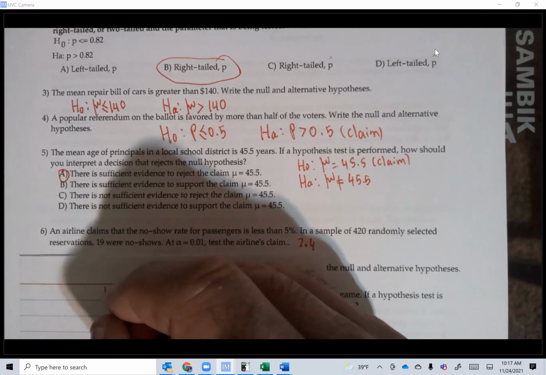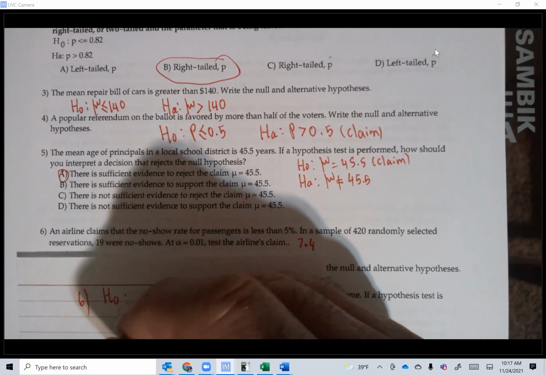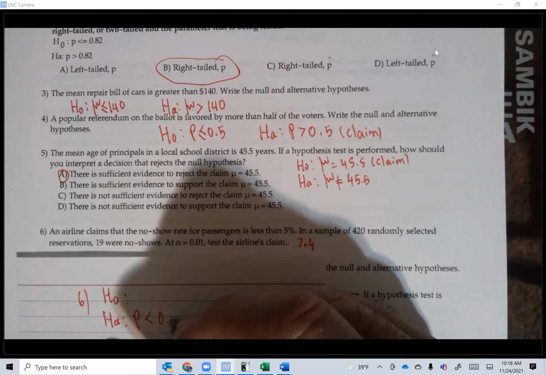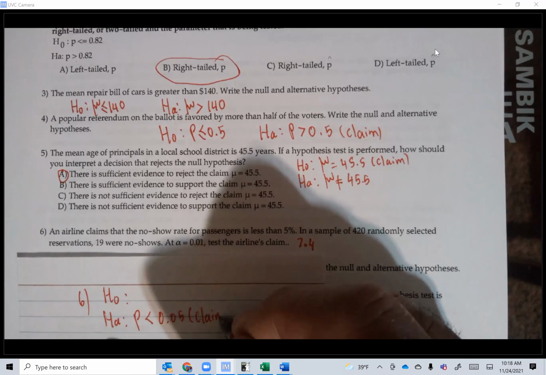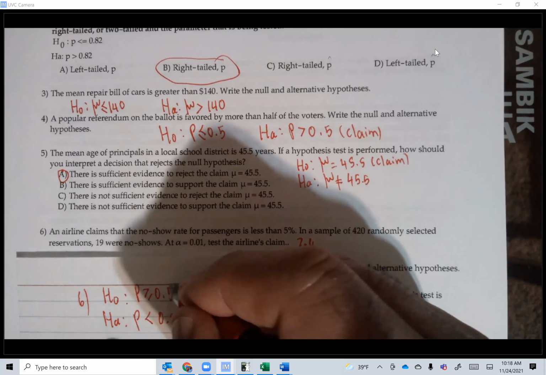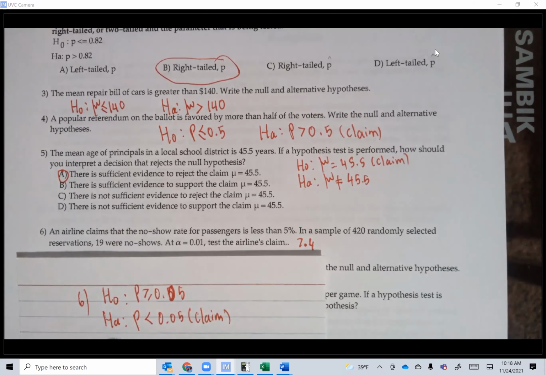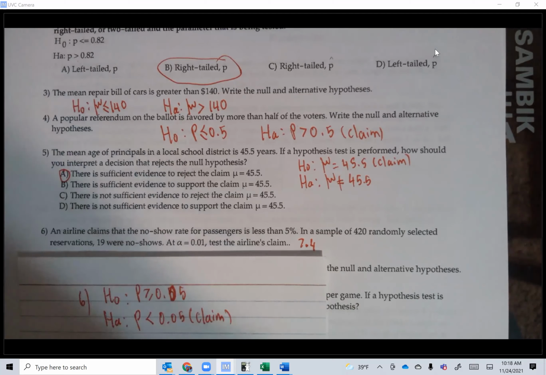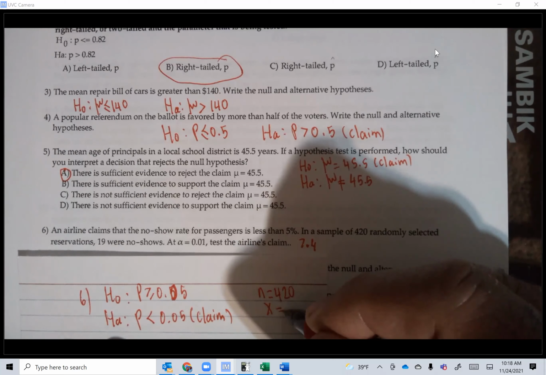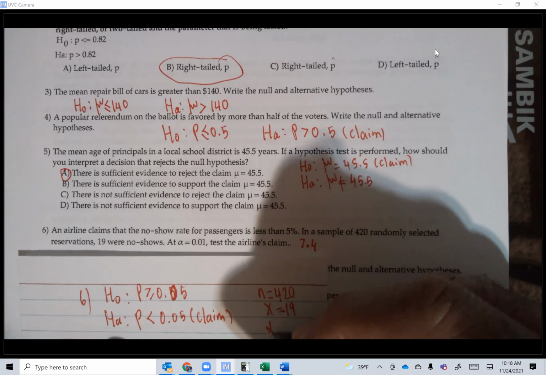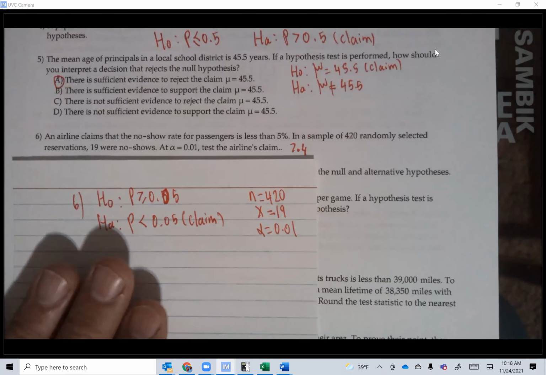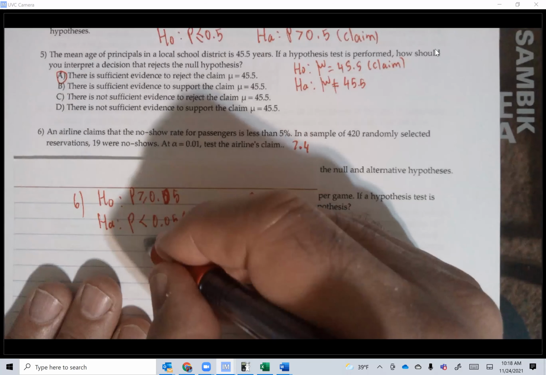So HO and then HA. P is less than 5%. You can do 0.05. That's the claim. And P greater than or equal to 0.05, sorry. That makes a big difference. Okay. N is 420. And X is 19. And alpha is 0.01. Okay, that's all I need. And now, guys, we're going to perform the test. If it is a one proportion, it's called one prop Z test.